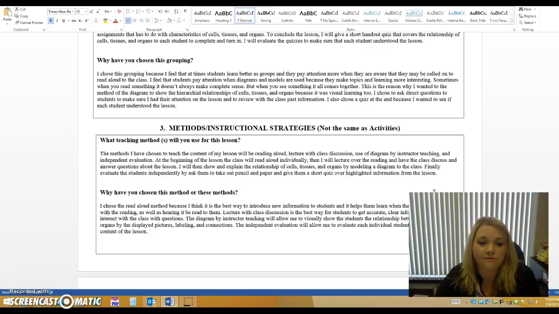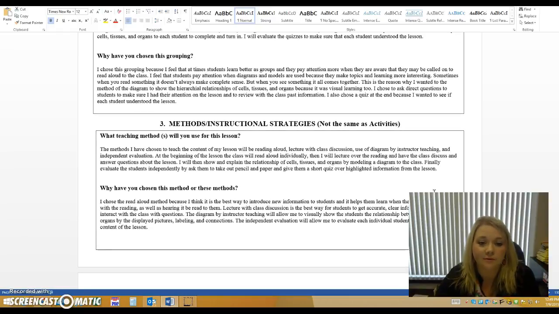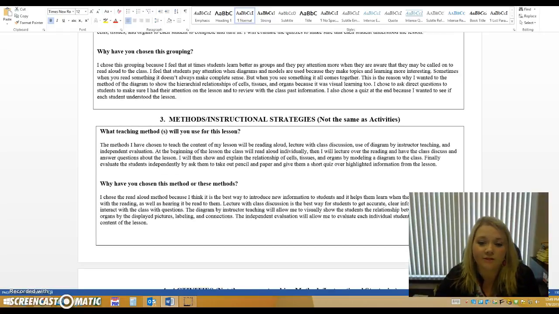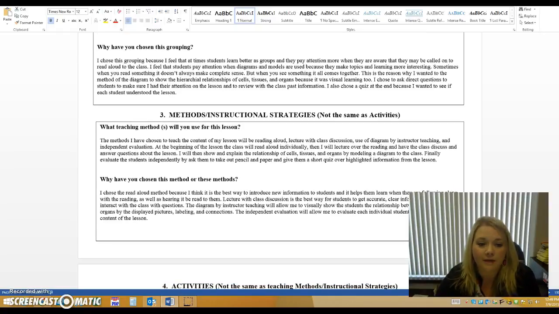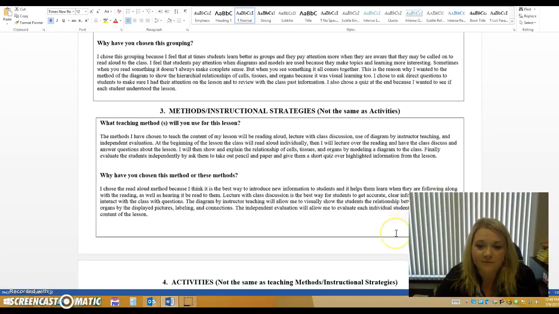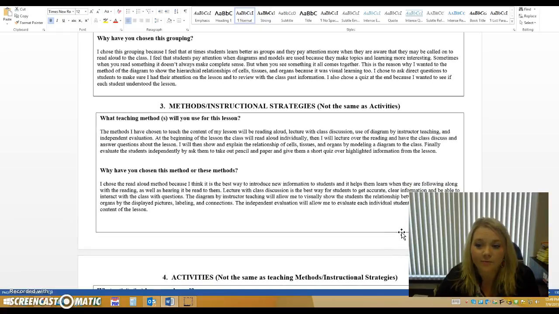Why have you chosen this method or these methods? I chose the read aloud method because I think that is the best way to introduce new information to students, and it helps them learn when they are following along with the reading, as well as hearing it read to them. Lecture with class discussion is the best way for students to get accurate, clear information and be able to interact with the class with questions.